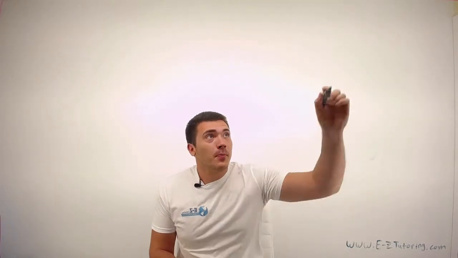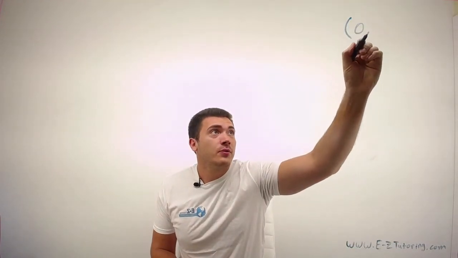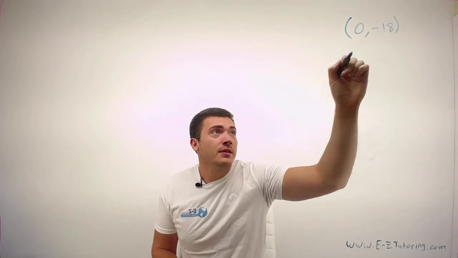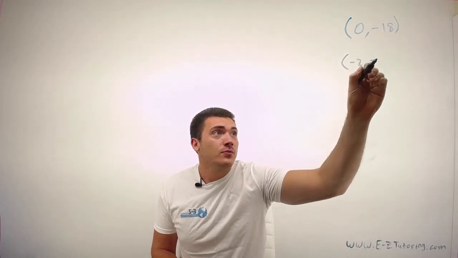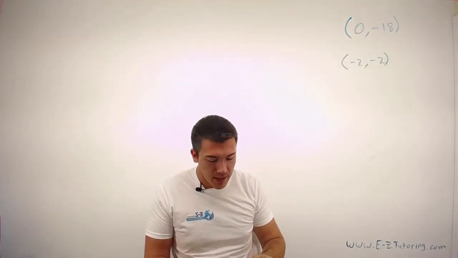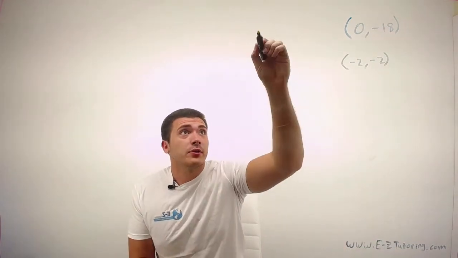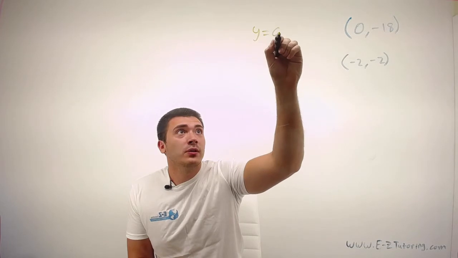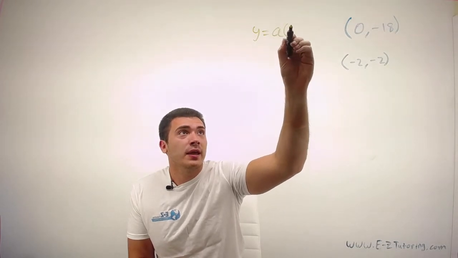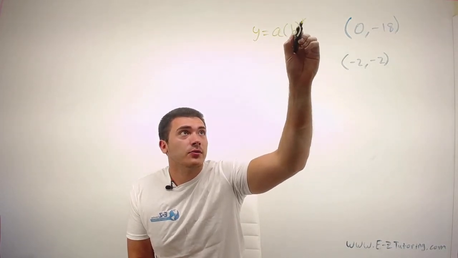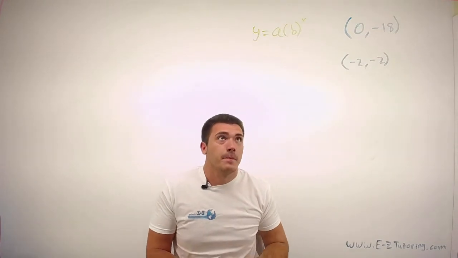Today we are going to cover how to find the exponential function given 2 points that the function crosses through. So suppose we are given the points (0, -18) and (-2, -2). And from these points we have to write the exponential function, which we know is in the form of y equals a times b to the power of x.